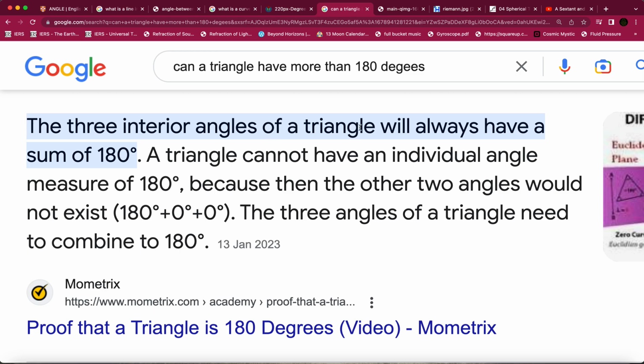The three interior angles of a triangle will always have a sum of 180 degrees. A triangle cannot have an individual angle measure of 180 degrees, because then the other two angles would not exist: 180 plus 0 plus 0. It doesn't work. The three angles of a triangle need to combine to 180 degrees. Everyone knows that. But they want to claim a spherical triangle can have more than 180 degrees. They want to claim that there are other triangles. No, there is not. Those things don't exist, but you can make yourself believe they do if you cheat. That's about the size of it, and I'll show it now.